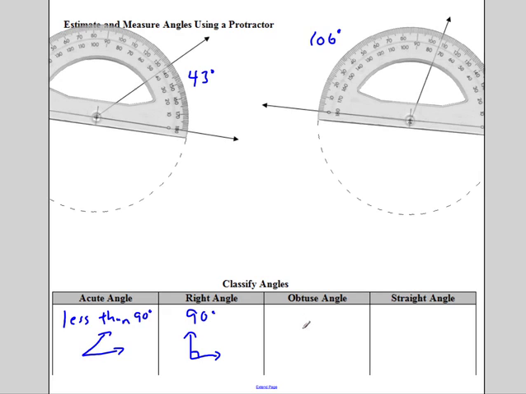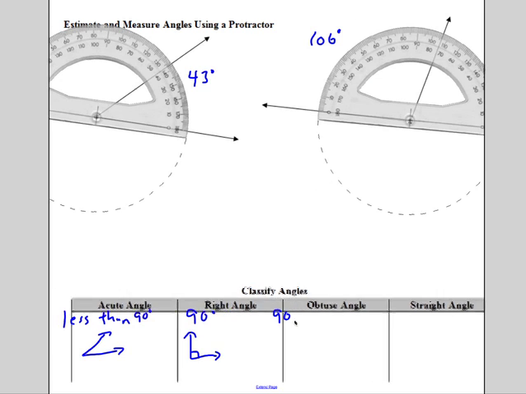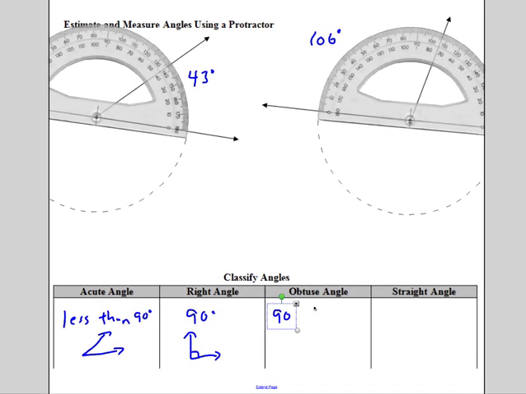And obtuse is between 90 and 180. Let me write that a little better. It's an angle that is between 90 degrees and 180 degrees. So it's somewhere over there. It's obtuse, so it's going this way. It's got to be more. How about something like this? So it's something between 90 and 180.